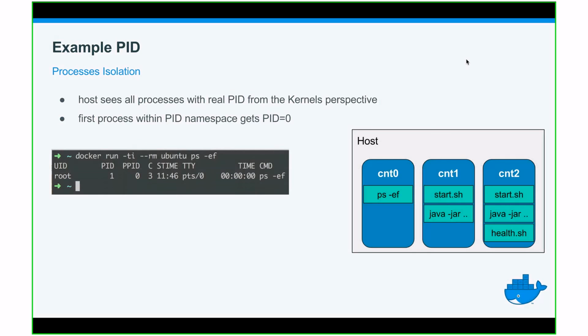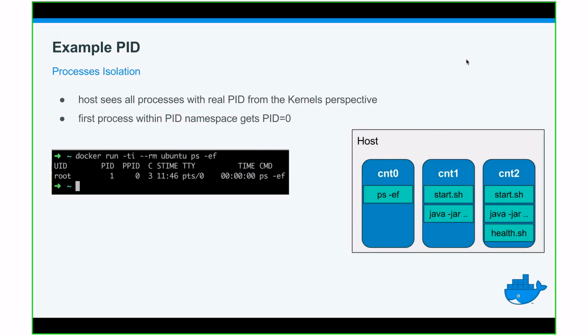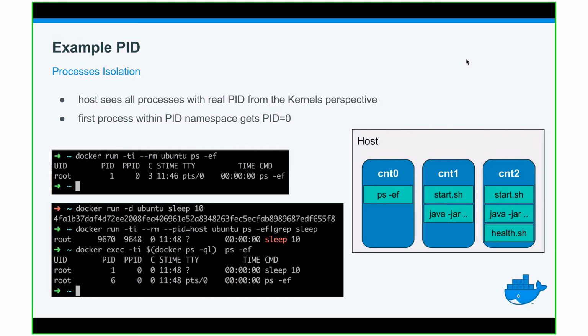And I have a little example here. If you run the ps -ef command from within the container, it thinks it's PID 1. And if you start a container with sleep 10, and use the same PID namespace as the host, to see what the kernel thinks, the host thinks the sleep process has process ID 9670. But from within the container, you can see that sleep 10 is given the process ID 1. So it's just a little drug that you give the container so that it thinks it's the only guy in the room, and it cannot see anyone else.